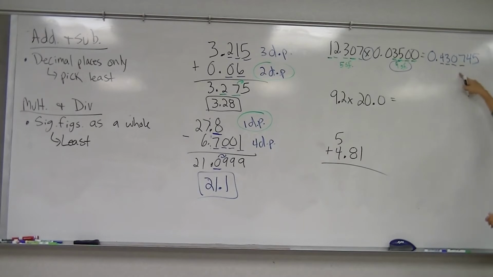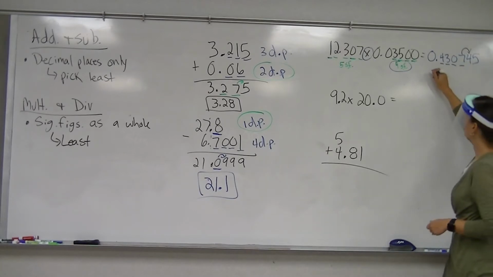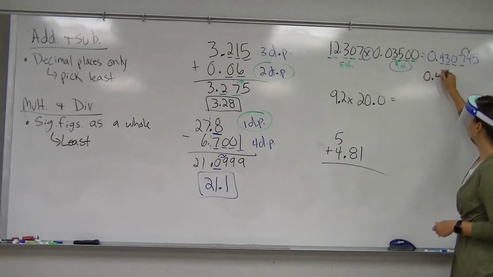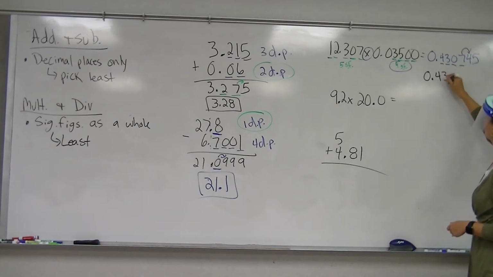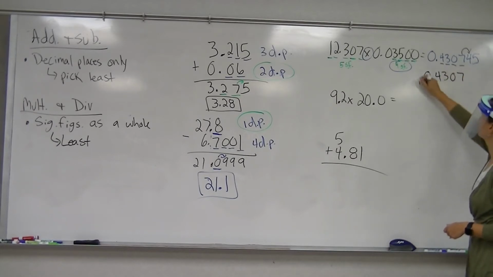Now before you write it out, look at the number next to the last one you chose and decide if you need to round or not. No. Not this time, right? It's a 4 or lower, so it's going to stay a 7. So the answer to 4 significant figures is going to be 0.4307.